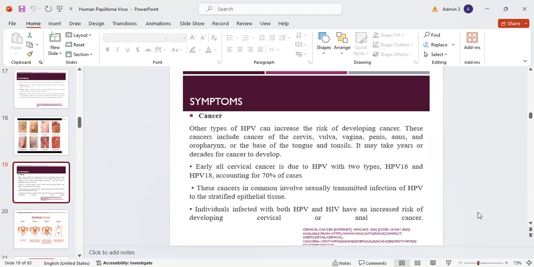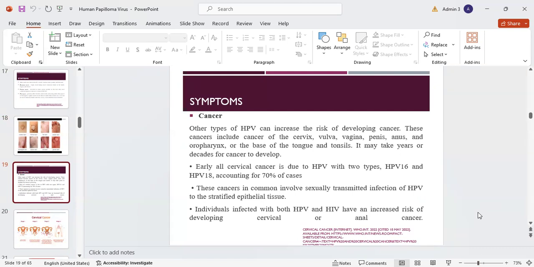Other symptoms are cancers. Other types of HPV can increase the risk of developing cancer. These cancers include cancer of the cervix, vulva, vagina, penis, anus, and oropharynx, or the base of the tongue and tonsils. It may take years or decades for cancer to develop.